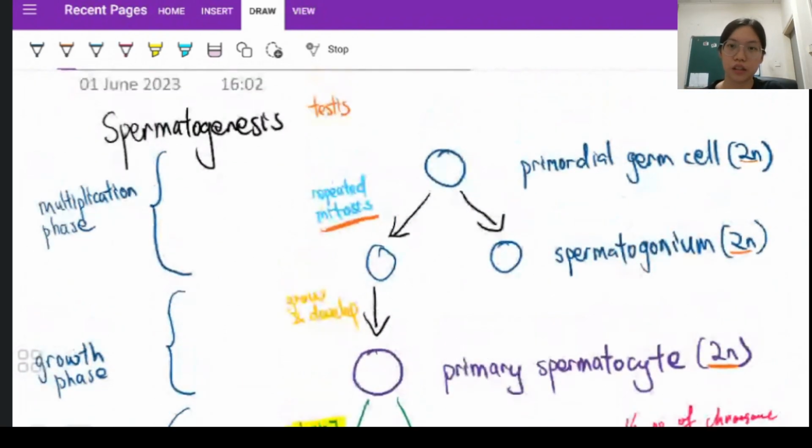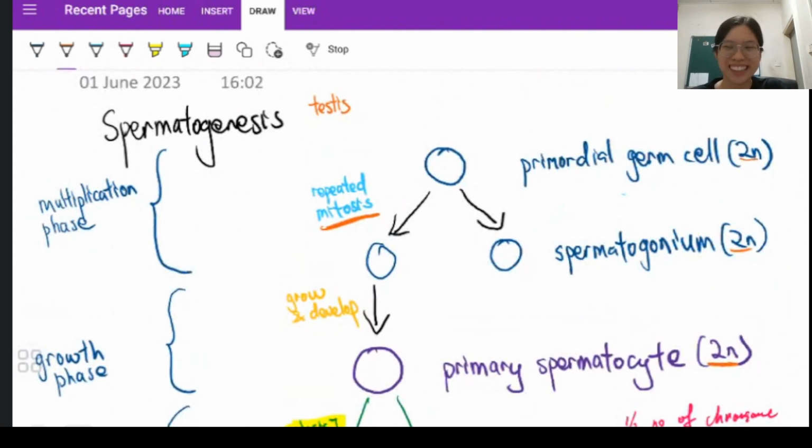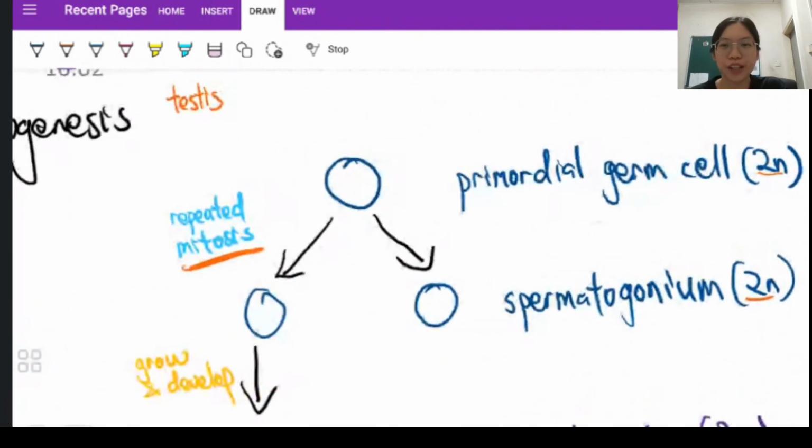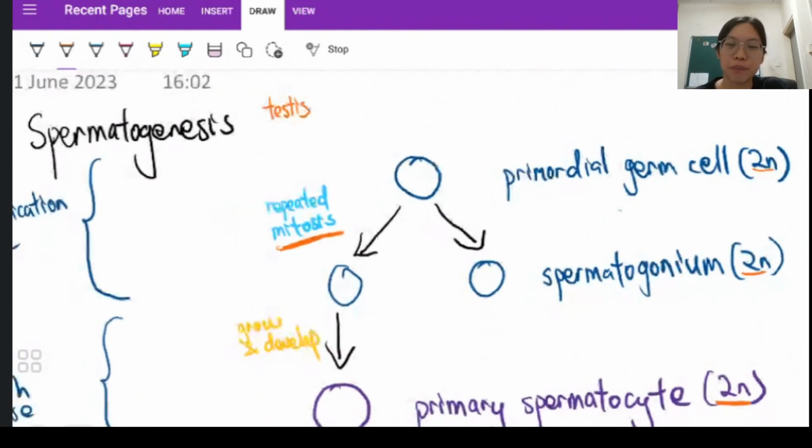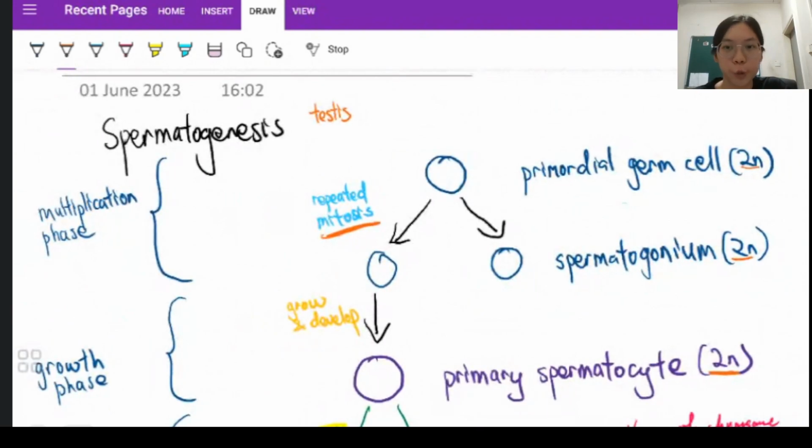So let me repeat it again. First of all, it's a primordial germ cell. They will undergo repeated mitosis to form spermatogonium. After spermatogonium, they grow and develop. Don't go so fast to meiosis yet. After mitosis forming spermatogonium, they have to grow and develop to become primary spermatocyte. Number of chromosomes is still 2n, still a diploid number.